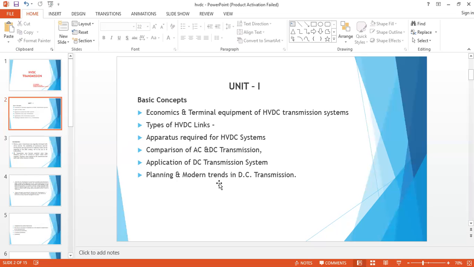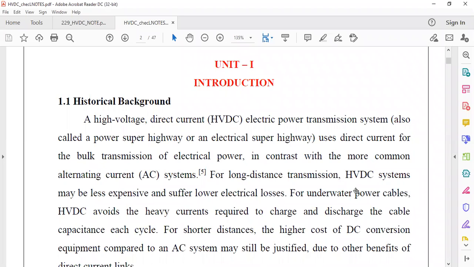These are the topics covered in Unit 1, the syllabus in JNTUK Kakinada. And coming to the first topic, we will go for the introduction and historical background. Unit 1 introduction.